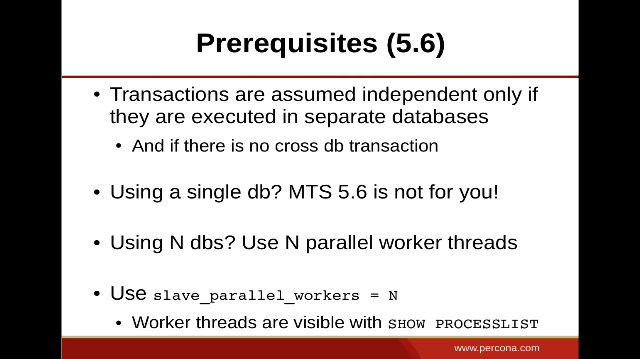If you have all your tables in a single DB, that won't work for you, right? If you have 2 DBs, you can use 2 parallel workers. If you have 10 DBs, you can use 10 parallel workers, etc. The main setting here is slave_parallel_workers, and you can set it to the number you wish. I think the maximum is 1024. Not exactly sure about that, but that's still a lot. If you're using, for instance, slave_parallel_workers equals 10, and then you run SHOW PROCESSLIST, you will see the 10 threads in the process list.